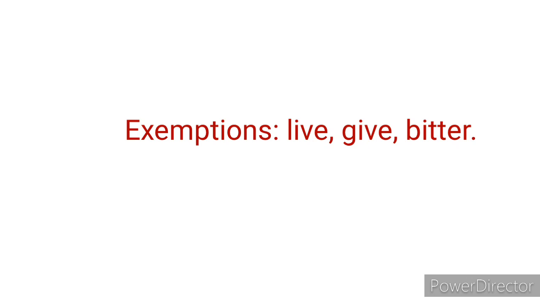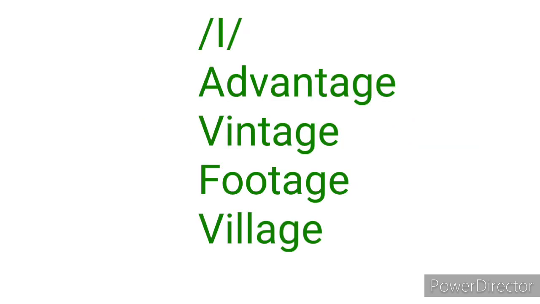Another place where this sound is found is in two-syllable words or words of more than two syllables where you have AGE at the end of it. You find the short E sound. So the AGE in village is not pronounced as age, rather it's pronounced as E. So it's village. The AGE in advantage is pronounced the same way. Advantage. Vintage, footage. Hope that's clear.